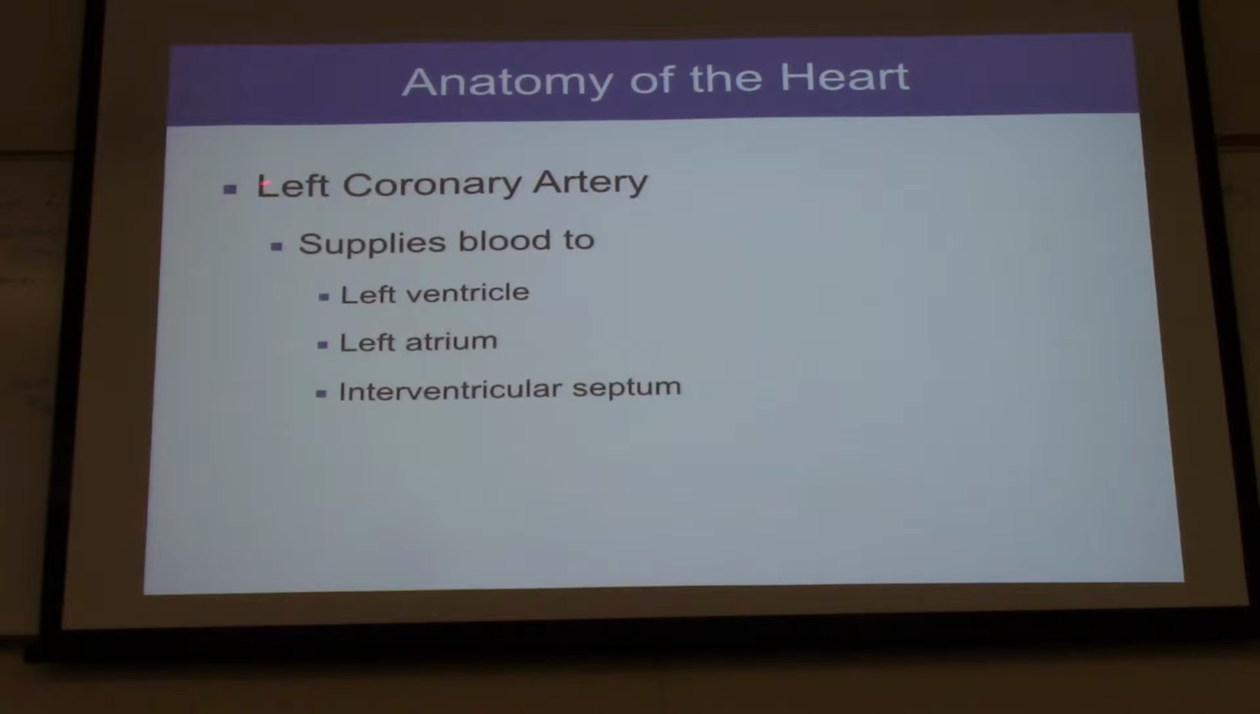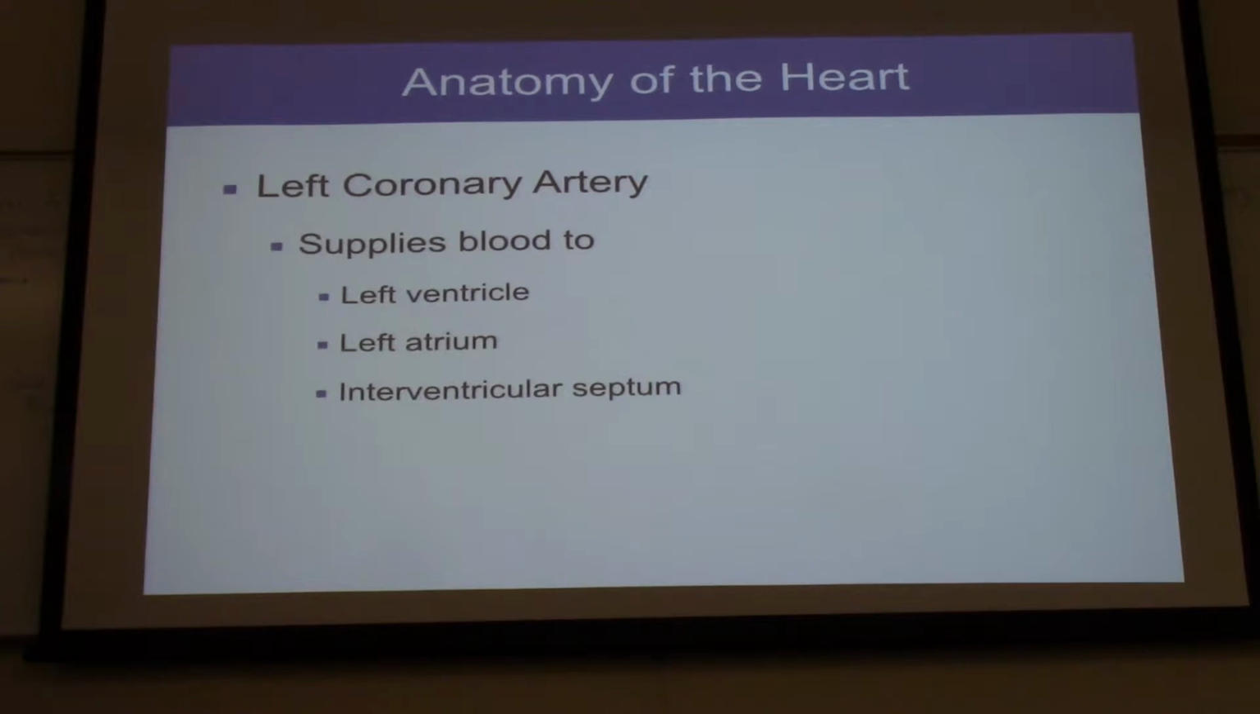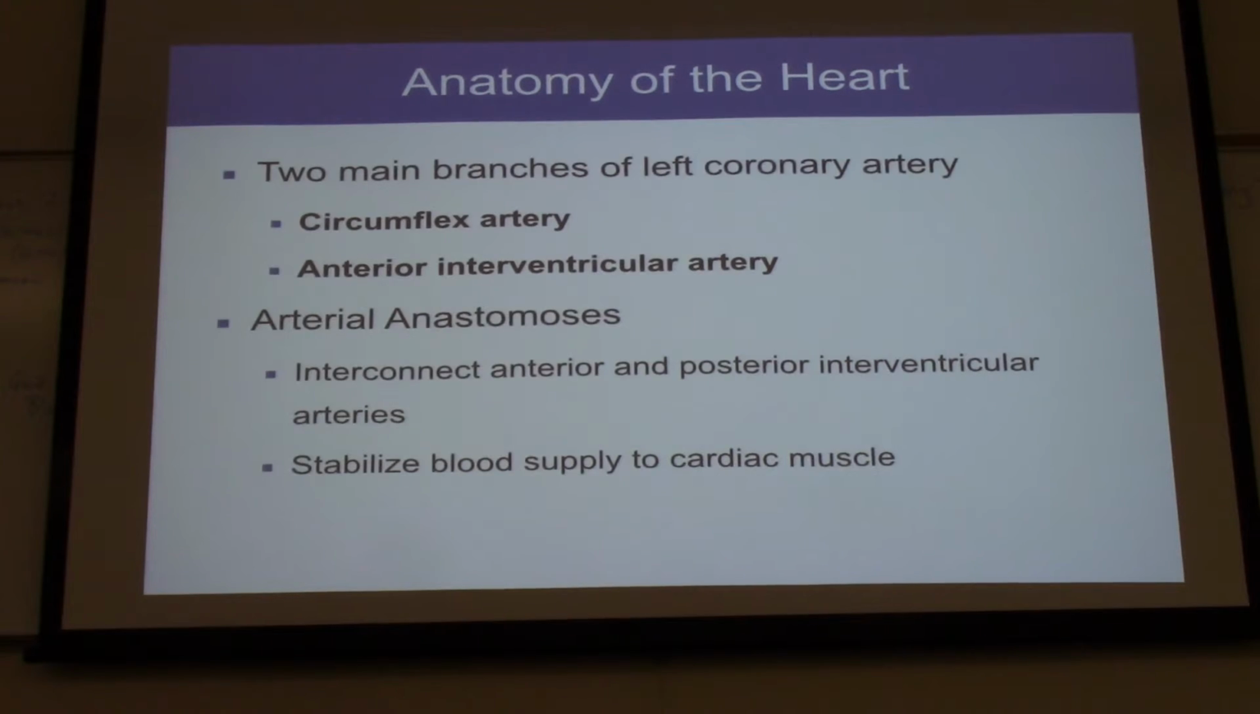Left coronary artery, the main one we talked about, the widowmaker, supplies blood to the left ventricle, the left atrium, and to the interventricular septum, that thing that goes down the middle between the 2 ventricles, that band of muscle, because that also carries your electrical system down through the interventricular septum. There they are. I think I've already talked about this.